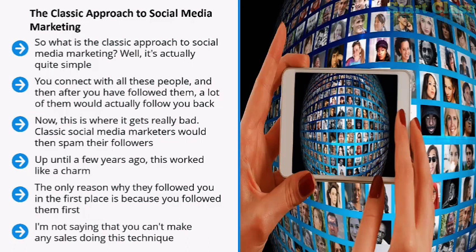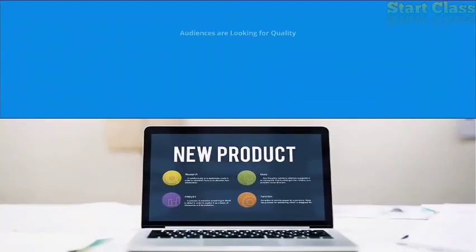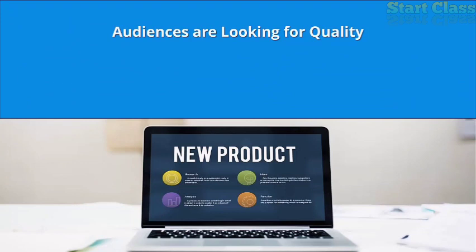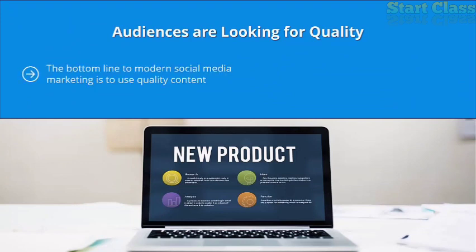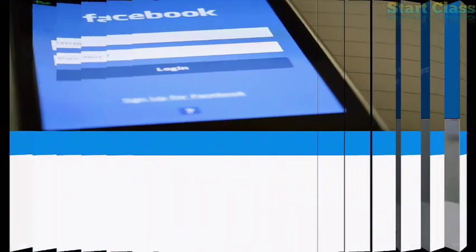I'm not saying that you can't make any sales doing this technique. I'm not claiming that. But what I'm saying is that whatever rewards you get are not offset by the wasted time, effort, and energy, as well as opportunity costs involved. You're better off using a quality-based approach. Audiences are looking for quality. The bottom line to modern social media marketing is to use quality content. Your content will speak for you. Your content will do the pre-sales job regarding your brand. In other words, your content is your representative. It speaks to the values you want your brand to be associated with.